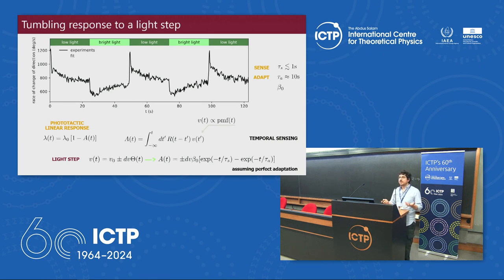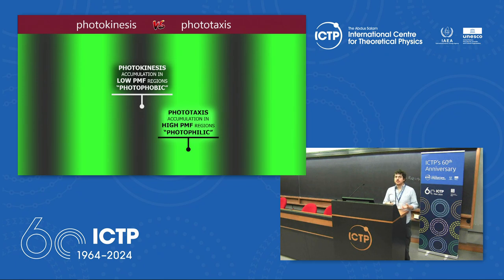So we saw that there are two effects: the photokinesis effect related to speed, which makes them accumulate in the dark, a sort of photophobic effect, and a phototactic effect that makes them accumulate in the light, where their proton motive force is higher, so they have more energy.